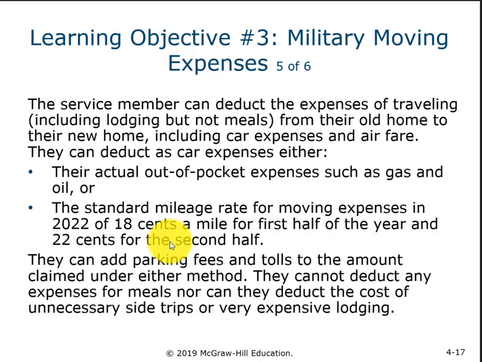So all you have to do is figure out what the distance is between the two points that you're moving, and multiply by 18 cents in the first half of the year, 22 cents in the second half. You remember gas prices went through the roof in 2022, and so they actually changed the rate, which is supposed to be an approximation of what the gas cost would be. So you can either keep your receipts or figure it out using mileage. Parking fees and tolls can be deducted that way.